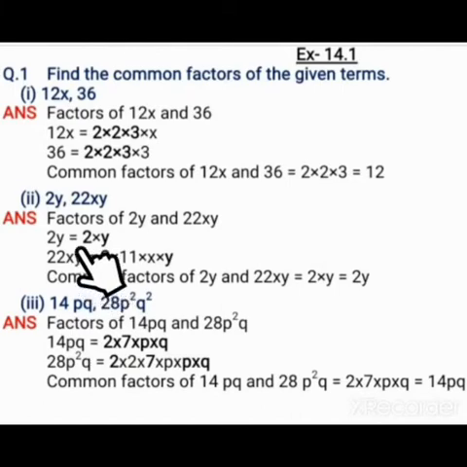Same as the second one, 2y and 22xy. So which is a common factor? 2y is a common factor of 2y and 22xy. Same as the third one, 14pq and 28p square q square. In this the common factor is 14pq. 14 twos are 28 and 14 ones are 14. So 14pq is our common factor.